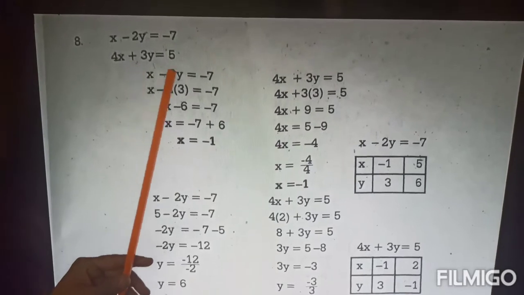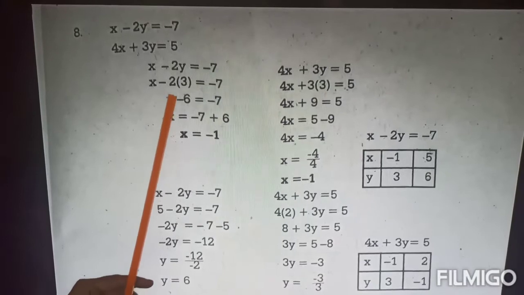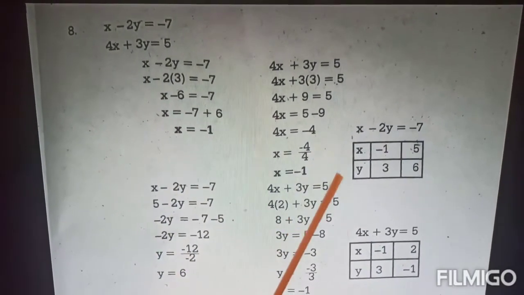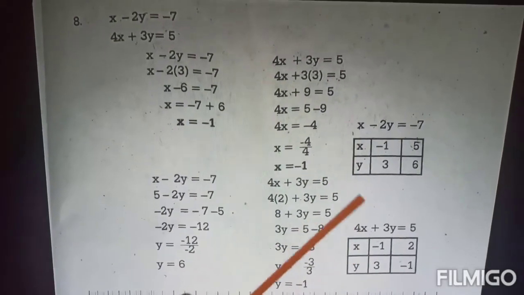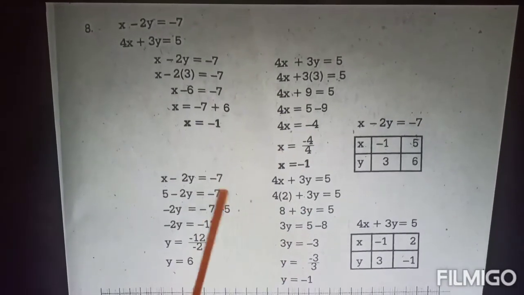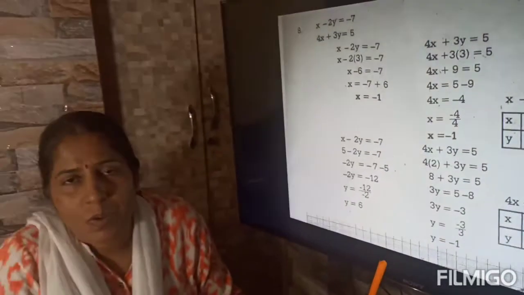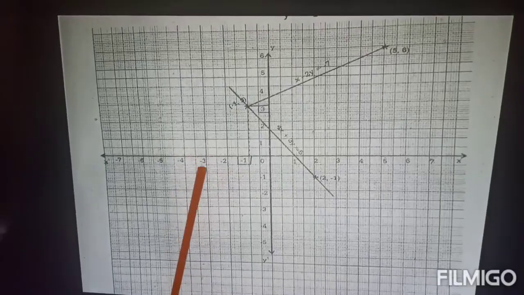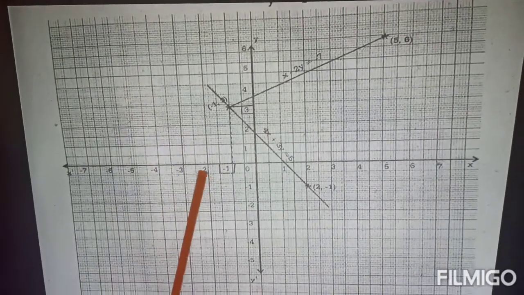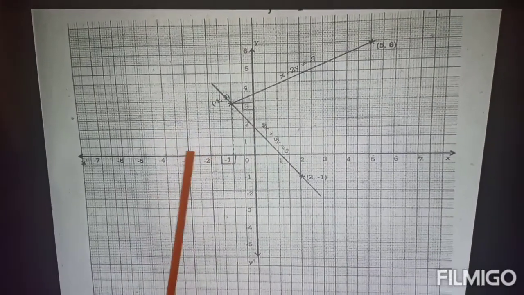Students, in the next example, the given equations are x minus 2y is equal to minus 7 and 4x plus 3y is equal to 5. I replaced values for x and got the values for y. I got these two tables for the two equations. Calculation is given here. Understand and draw the graph yourself. Okay. This is the graph drawn by those two equations. You have to draw this yourself.